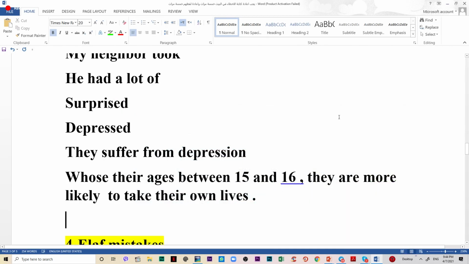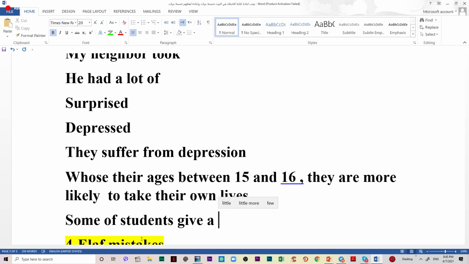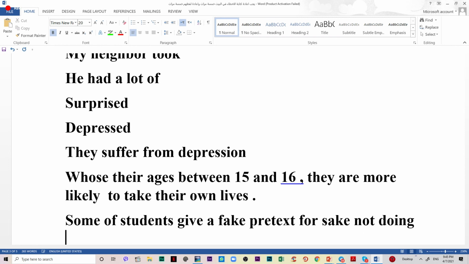Example: the student always gives his teacher a pretext for not doing his homework. Some students give a pretext, a fake pretext, for not doing their homework.